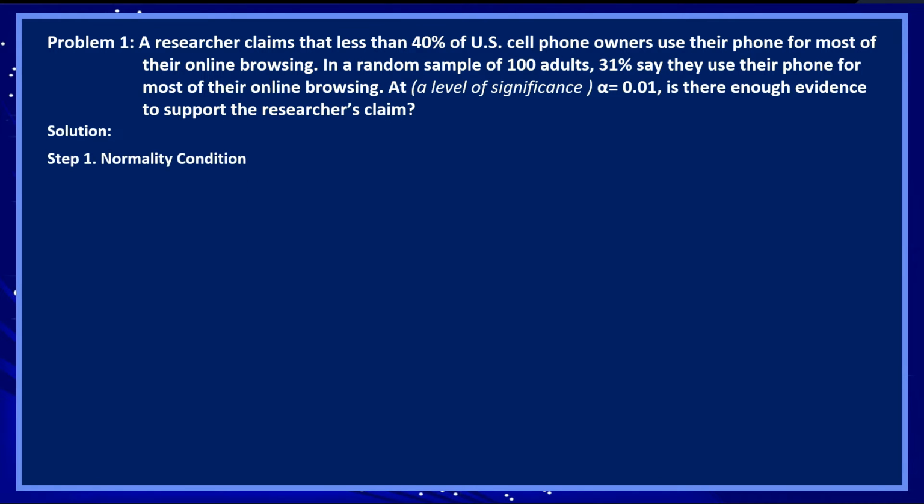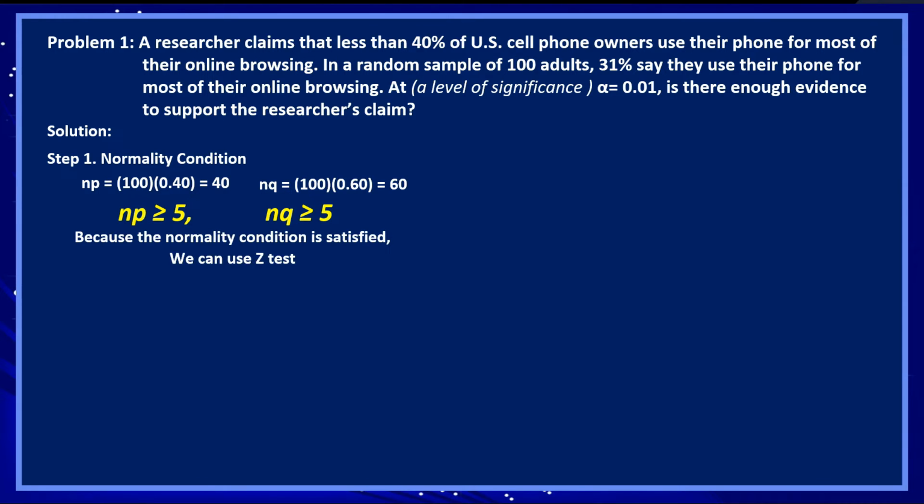Step 1. In this example, we have n times p, which is equal to 100 times 0.40 equals 40, and n times q equals 100 times 0.60 equals 60. The products np and nq are both greater than 5. We satisfy the normality condition, so in this case, we can use a z-test. Let's proceed to step 2. Step 2, identify the null and alternative hypotheses.